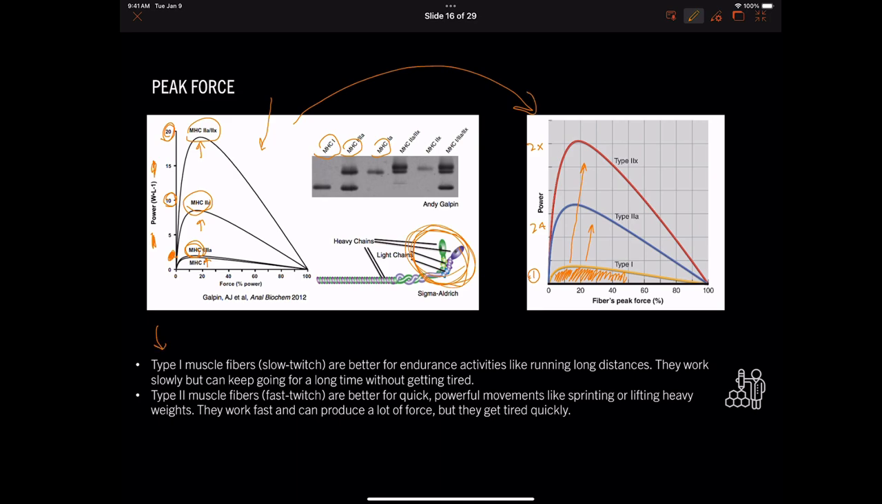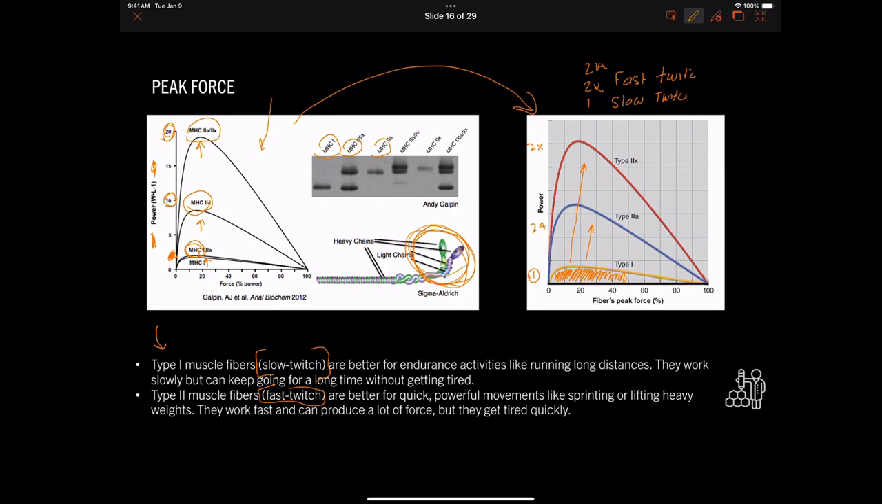Please read this, because if I said on an exam, hey, what is a slow twitch fiber? You better know that a slow twitch fiber is the equivalent to a type 1 fiber. And if I said, what is a fast twitch fiber? You would say, oh, well, that's a 2X or 2A. So 2A and 2X are fast twitch, and type 1 is slow twitch.